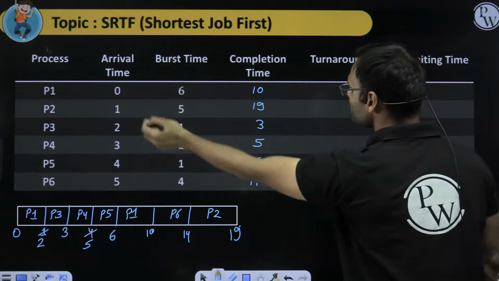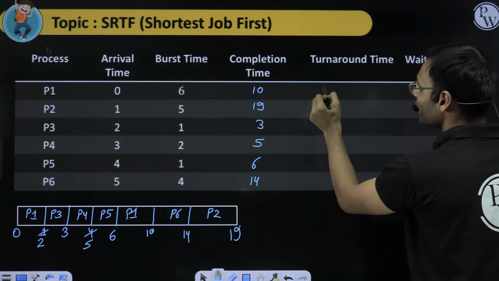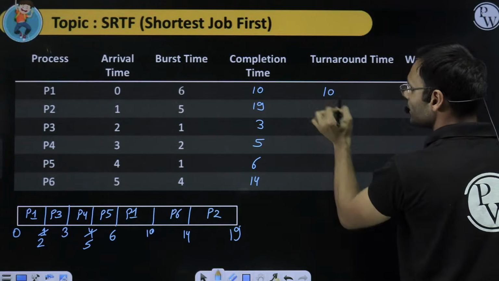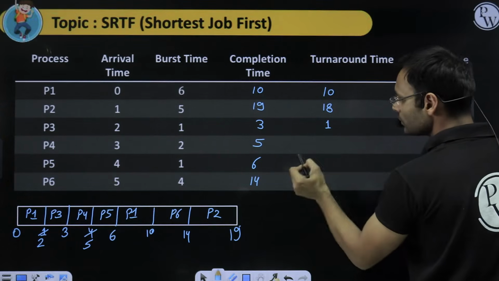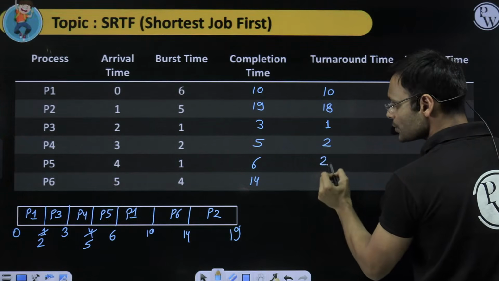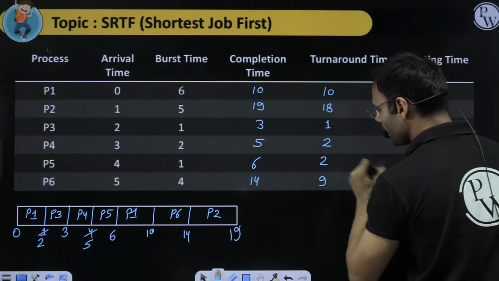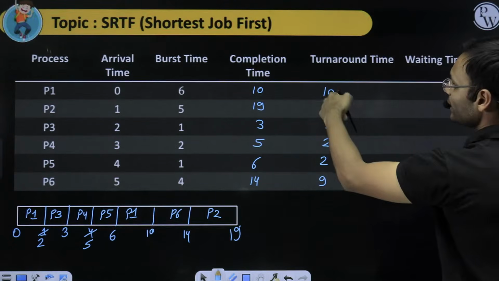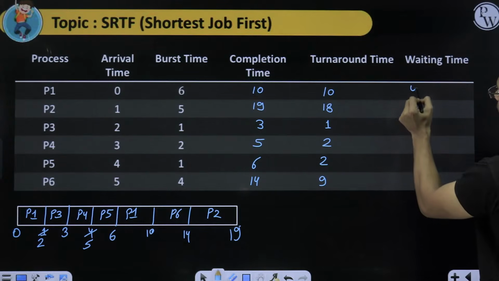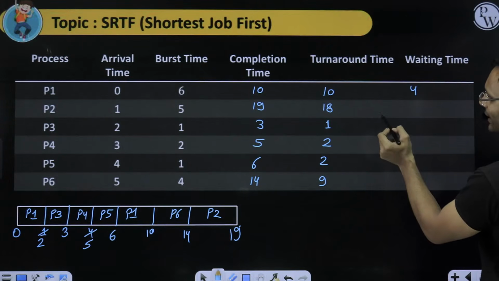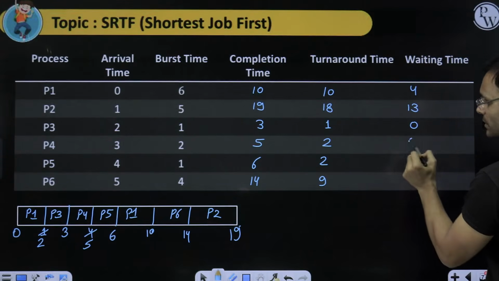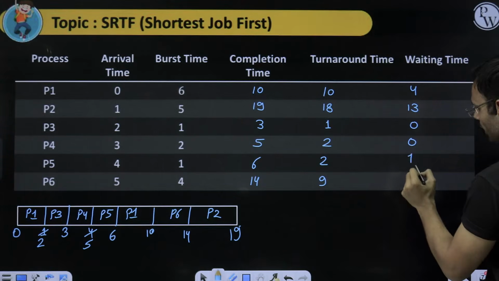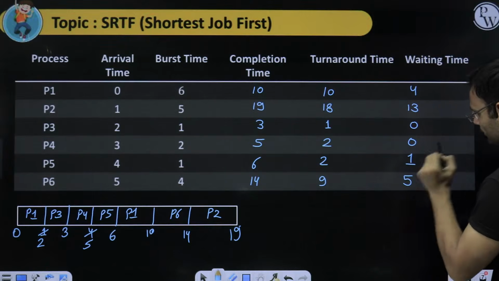Turnaround time is completion time minus arrival time: 10, 18, 1, 2, 2, and 9. Waiting time is turnaround time minus burst time: 4. 18 minus 5 is 13. Then 0, 0, 1, and 5.